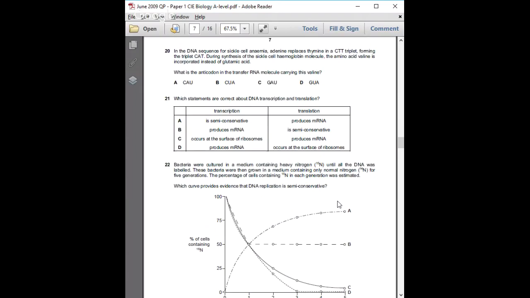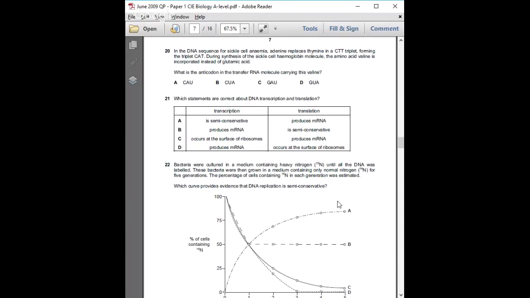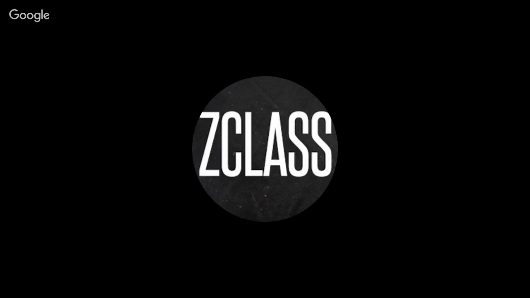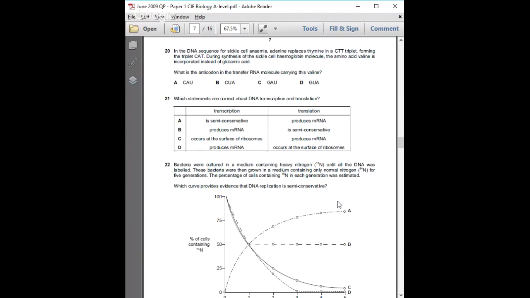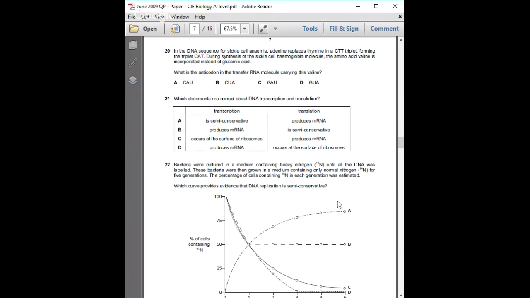Yeah, good. Explain that to me. So the triplet code is CAT, which means that the mRNA codon would be GUA, and then by complementary base pairing, the anticodon will be CAU. So the anticodon is the same as the DNA triplet code, but instead of thymine, it has uracil. Good. Perfect. Next question.